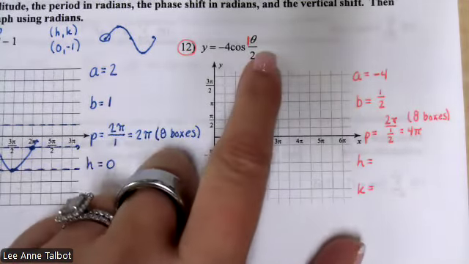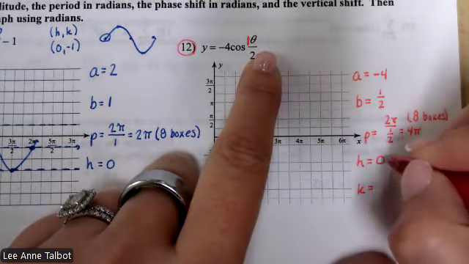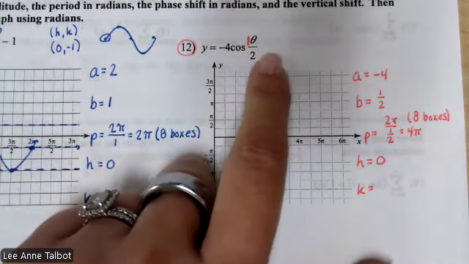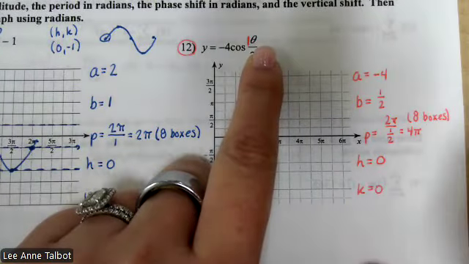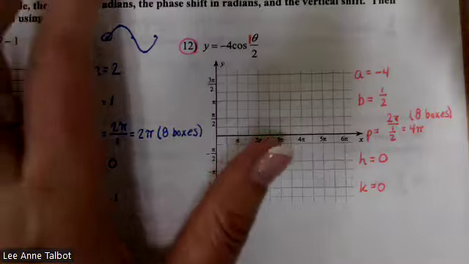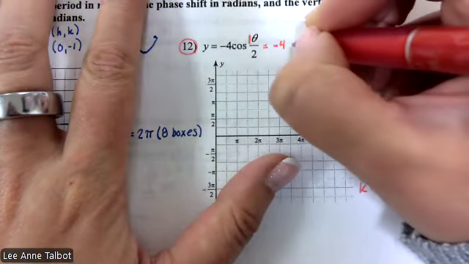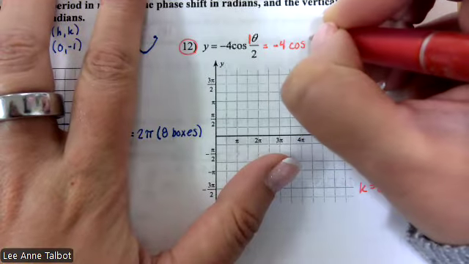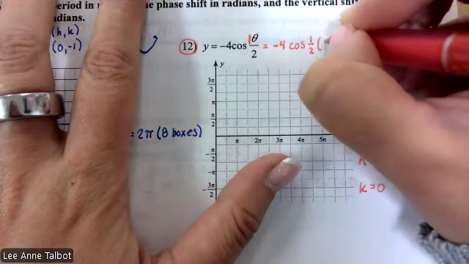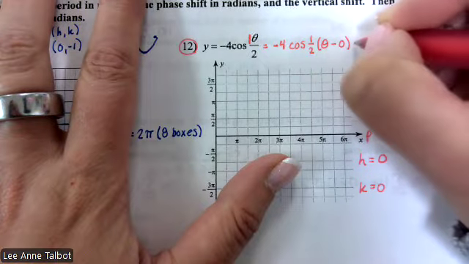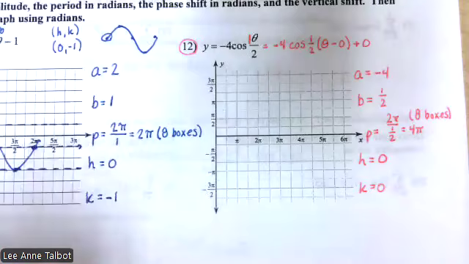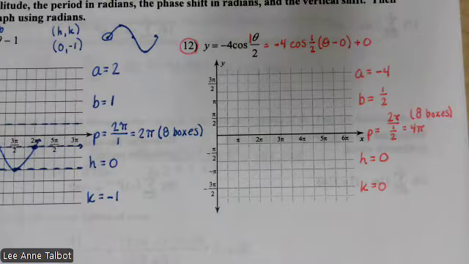Okay, H, there's no parentheses, so that's 0. And K, there's nothing hanging off the end, so that's also 0. And if you want to, on your paper, you could write -4 cosine 1/2 theta minus 0 plus 0. If your brain likes that better, you can rewrite it like that to see where I got all of the things.